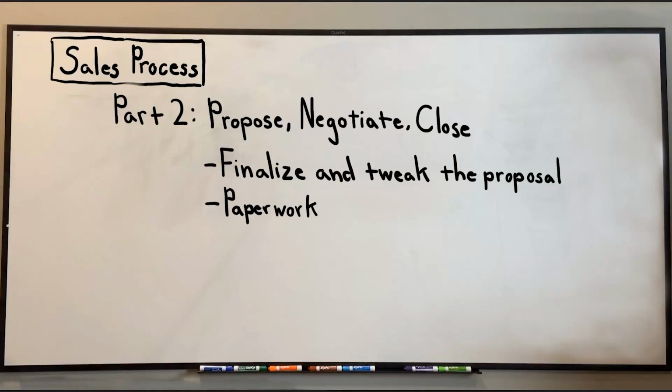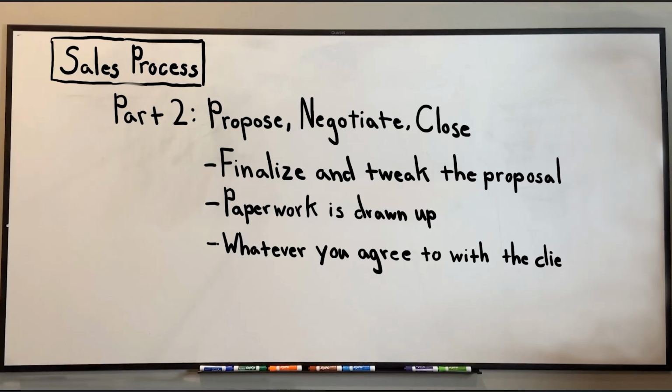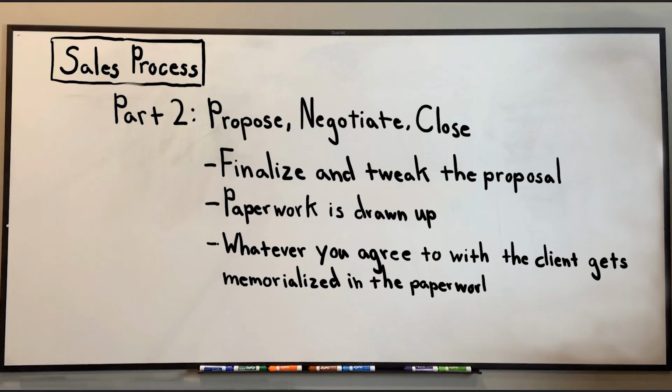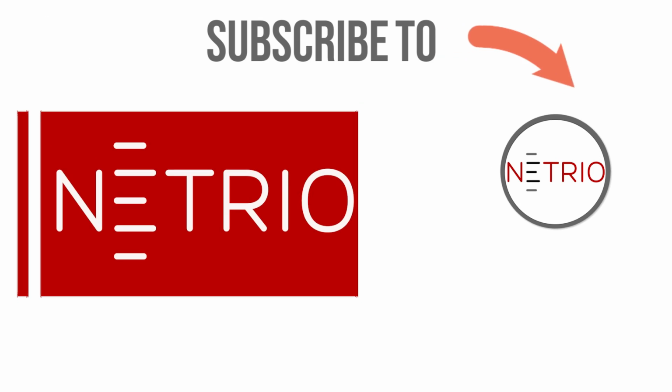Then once you get to final design, you're papering up the agreement, customer terms and conditions. They can move fast. And then what happens is paperwork's drawn up, and Nirvana for any sales partner, whether you're an agent or selling it white label, is that whatever you agree to with the client gets memorialized in the paperwork, in the SOW, and gets handed off in the form of a package, hopefully with as much complete as possible.